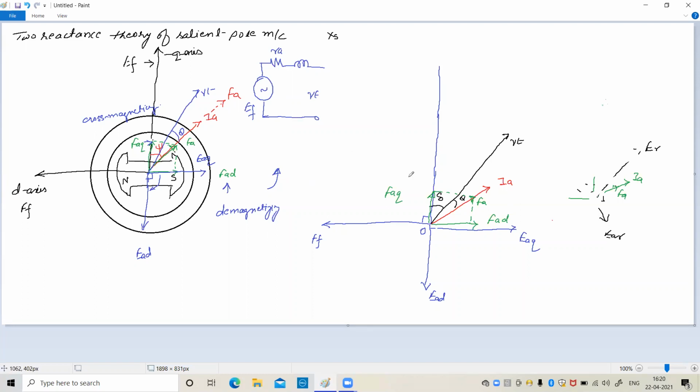Now the current is also divided into two parts. One we will call IAD along the direct axis, and the second component is IAQ. So the current also has two components: one along the direct axis, the direct axis current, and the second along the quadrature axis, the quadrature axis current. Simply I can write them as ID and IQ.